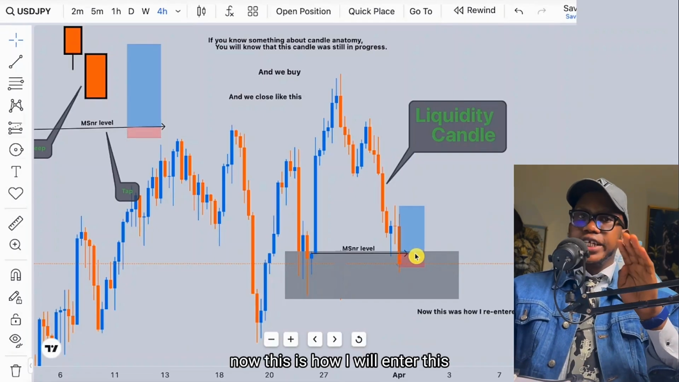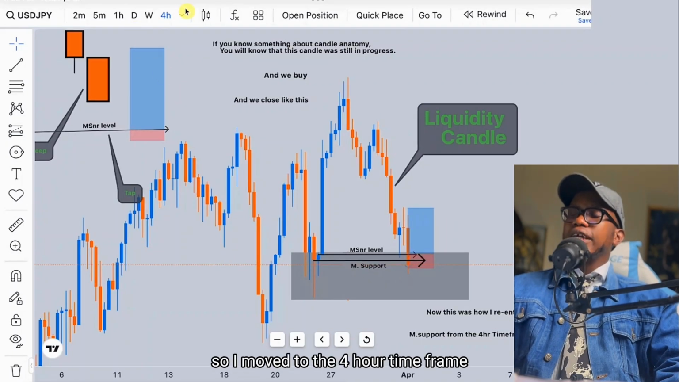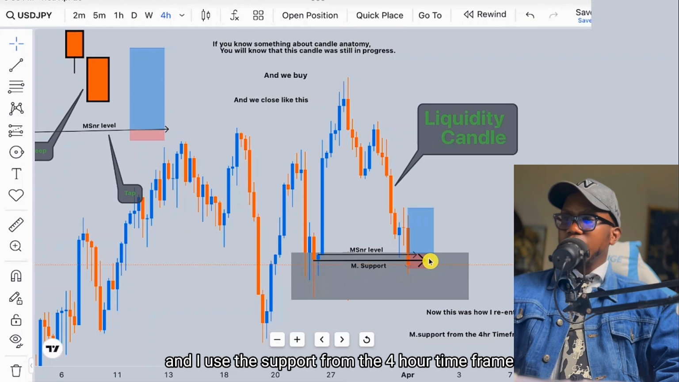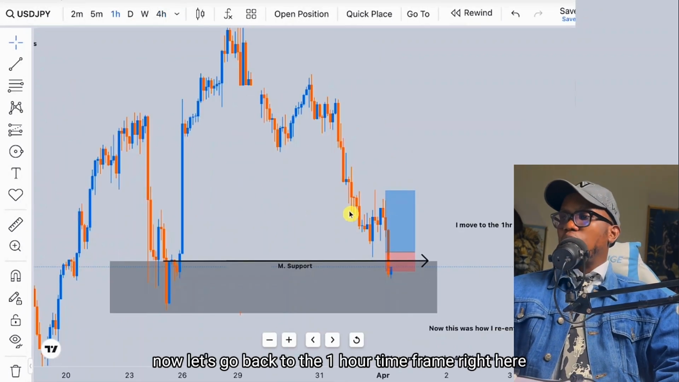Now this is how I entered this. I used a Malaysian support from the 4-hour time frame. So I moved to the 4-hour time frame and I used the support from the 4-hour time frame, which is inside this our trading range. Now let's go back to the 1-hour time frame right here.